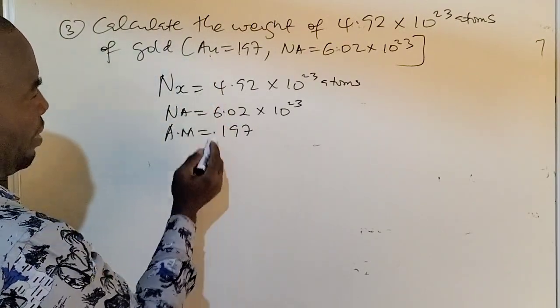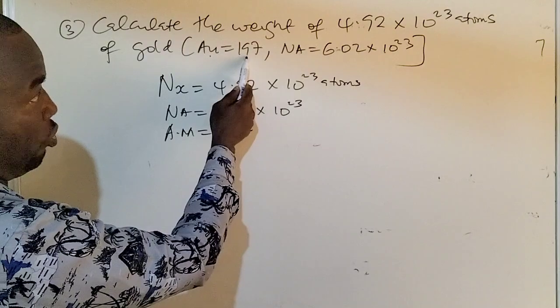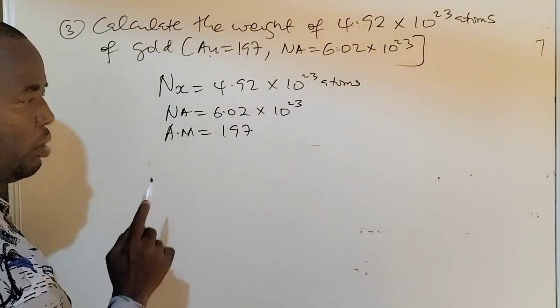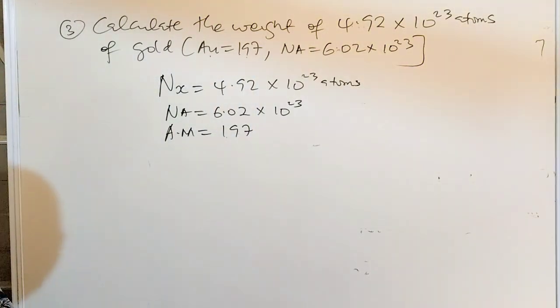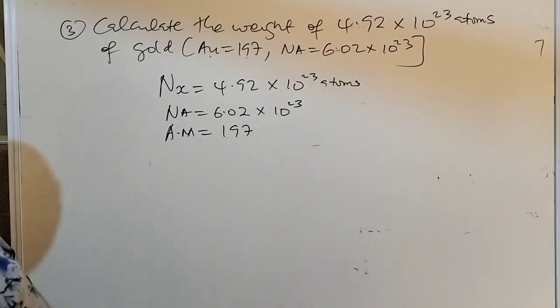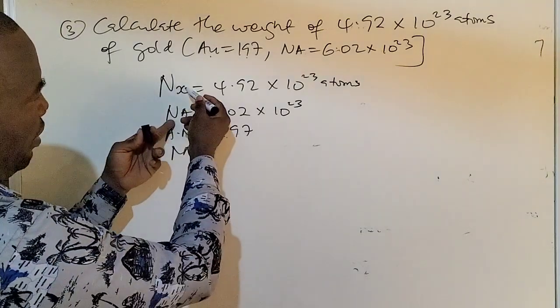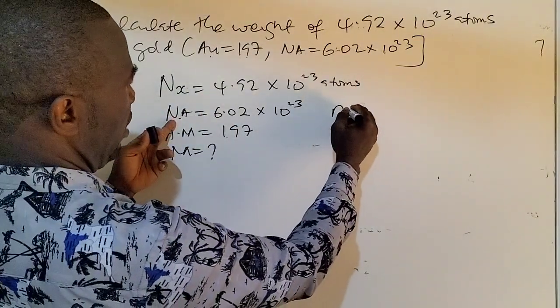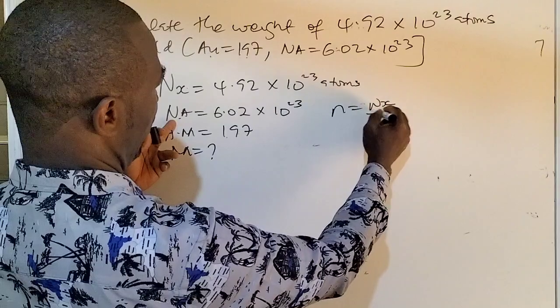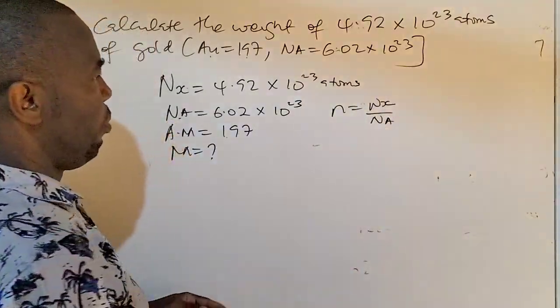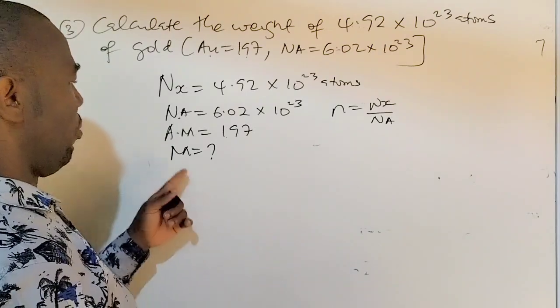Gold is a metal, and metals are monatomic, so you don't need to multiply this by 2. It's a metal, a monatomic element. Remember what I said at the beginning of this video. So having done that, you're looking for weight, which refers to mass. Now, if you look at these two items, mole is given by number of particles over Avogadro's constant. But you are not looking for mole, you're looking for mass.